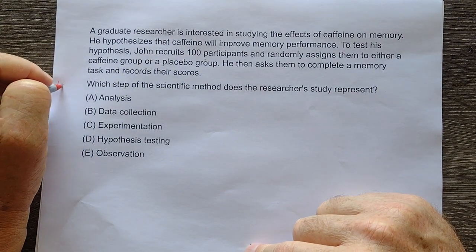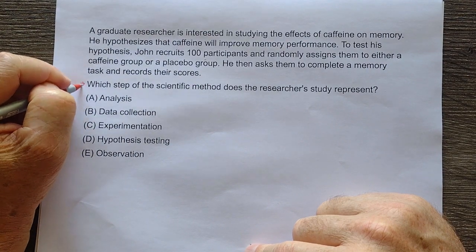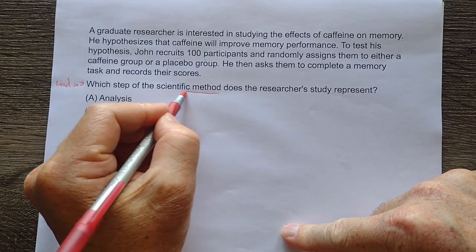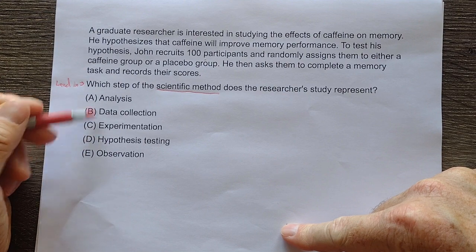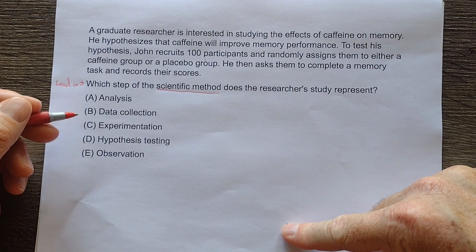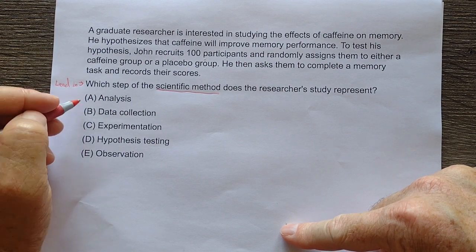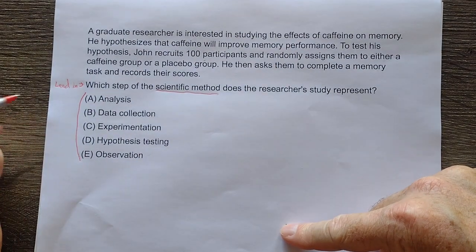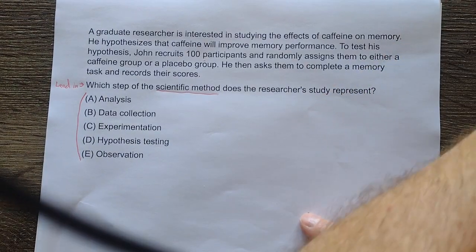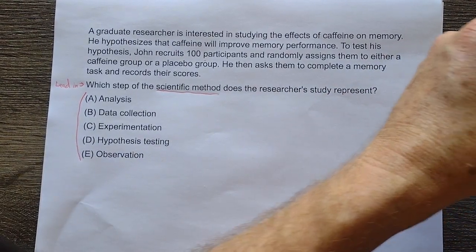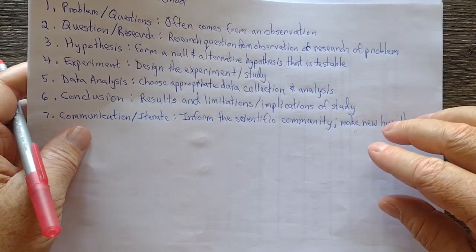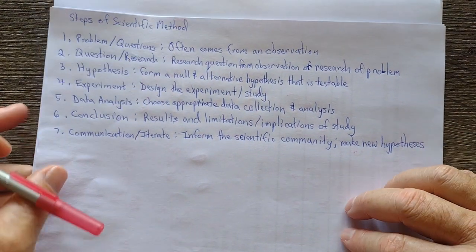So once again, lead in. Which step of the scientific method does the researcher study represent? So scientific method, and then here are the examples of different components of the scientific method. Now, there's not a full agreement on whether there's 5, 6, or 7 steps. But what I know by looking at this is that these are describing some of the steps in the scientific method. So really quickly, let's review some of these steps, remembering that they're not fully agreed upon in the order that they are, but here are the ones that I would like to talk about.